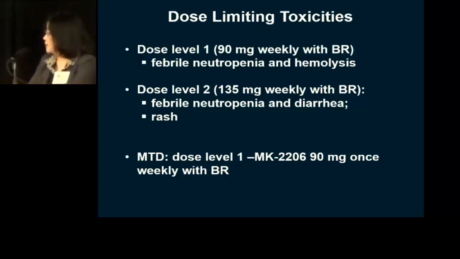1 patient had febrile neutropenia and diarrhea. Grade 3 diarrhea really required some hydration and stopping the therapy, but that patient improved afterwards. The second patient had a grade 3 rash. So based on this data, we decided to use dose level 1 as the maximum tolerated dose going forward for the phase 2 study.